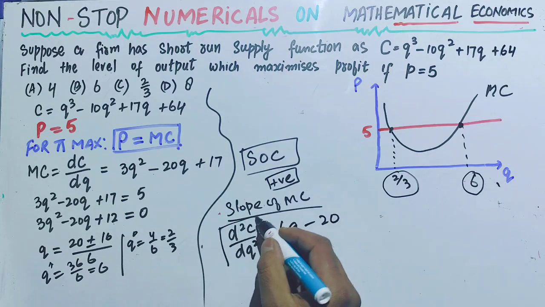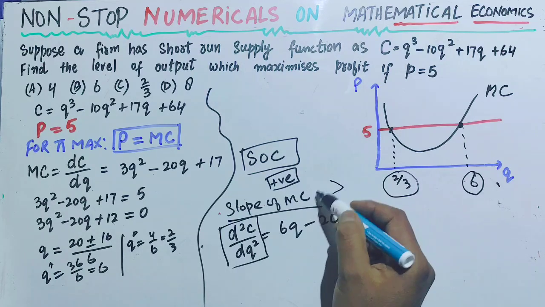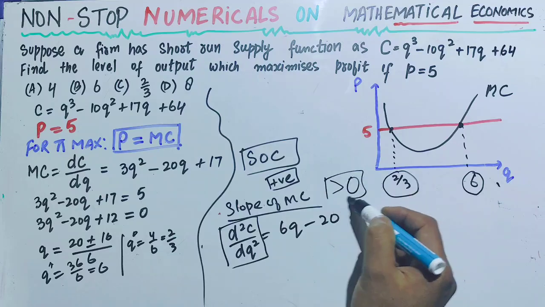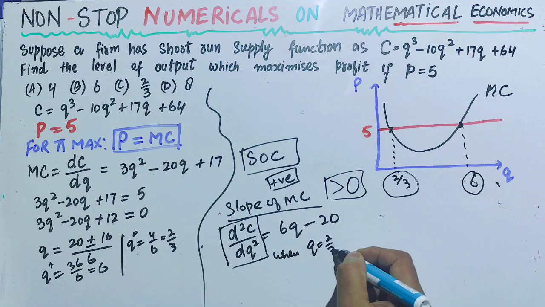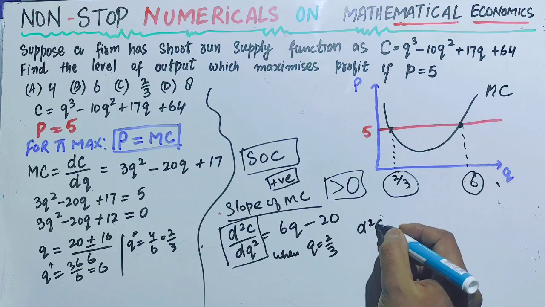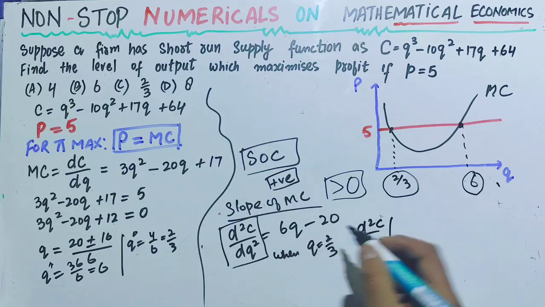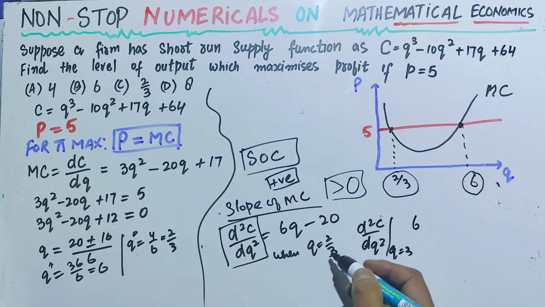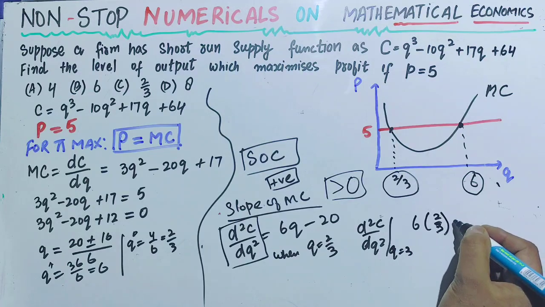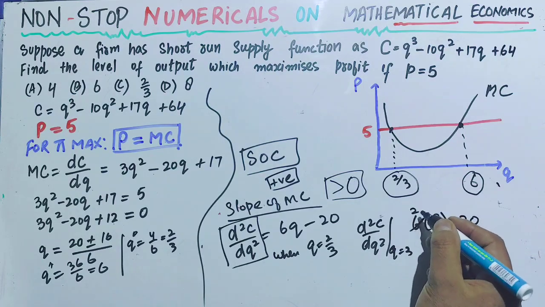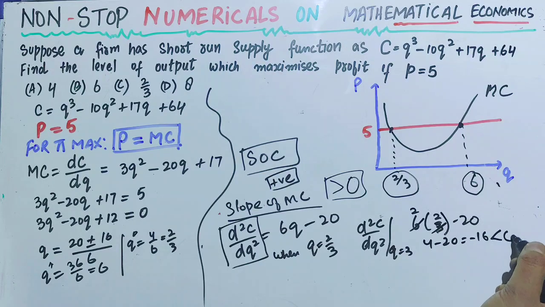Now we need to evaluate this at the critical points, and it should be greater than 0. So when Q is equal to 2 upon 3, evaluating d square c upon dq square, we have 6 times the critical point 2 upon 3, minus 20. Here 3 ones are 3, 3 twos are 6, so 6 times 2 upon 3 is 4, and 4 minus 20 is minus 16, which is less than 0.